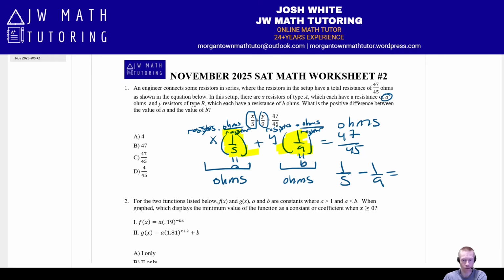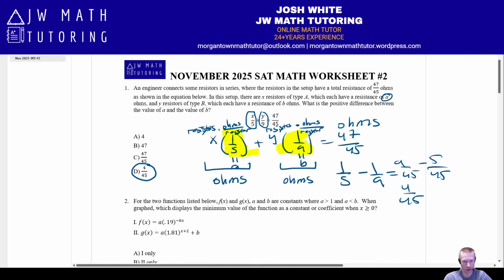Now you could just go and do this in Desmos, or you can get a common denominator of 45. It's going to be 9 over 45 minus 5 over 45, and that equals 4 over 45. Correct answer for this one is letter D. Okay, so that's basically how you work this problem out.